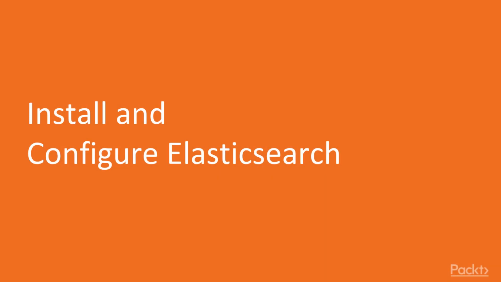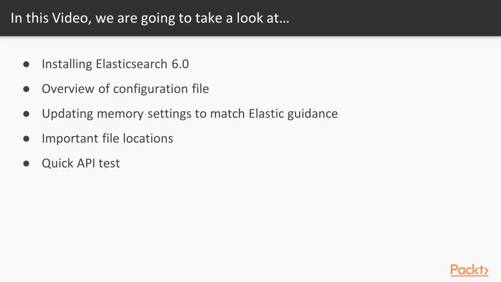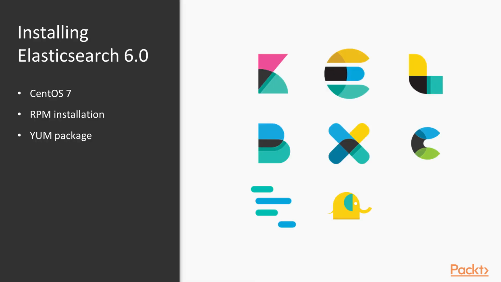In this video, we're going to learn how to install and configure Elasticsearch. Throughout this video, we'll be talking about Elasticsearch 6 and how we can get it running on a CentOS 7 based Linux system. We'll look at some configuration files. We'll update them to make sure the proper memory settings are used to match Elastic's guidance. We'll talk about some important file locations, and we'll do a quick verification that Elasticsearch is indeed running using its built-in API. Throughout the course, we'll focus on a Linux-based platform running CentOS 7.